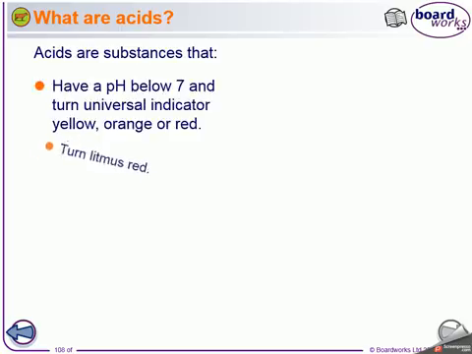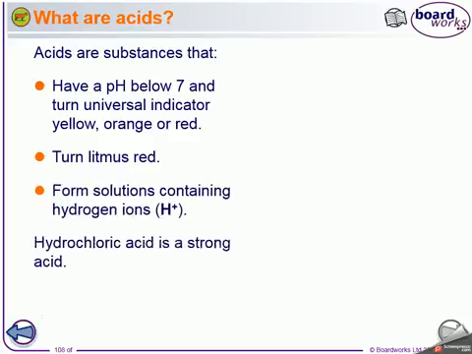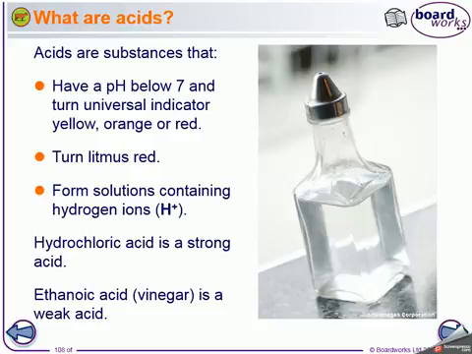Okay, so what do we know about acids? Acids are substances which have a lower pH than 7. Remember, the pH scale goes from 1 to 14, or 0 to 14, and it turns litmus paper red. I'll learn more about this later on. Okay, so hydrochloric acid is a strong acid. Ethanoic acid, like vinegar, is a weak acid. Okay, you've got other acids as well, like citric acid. That's found in fruits.